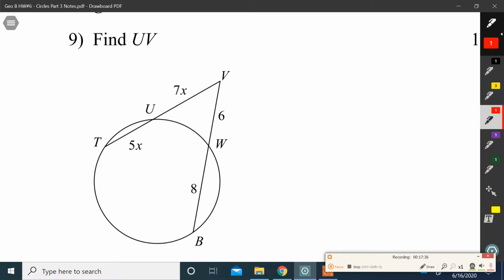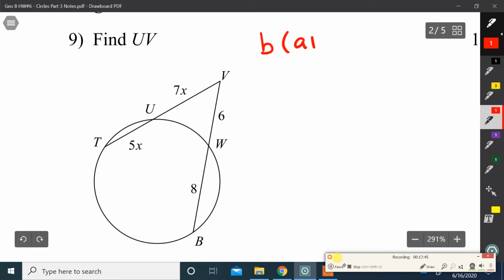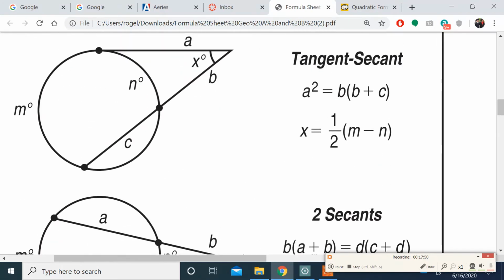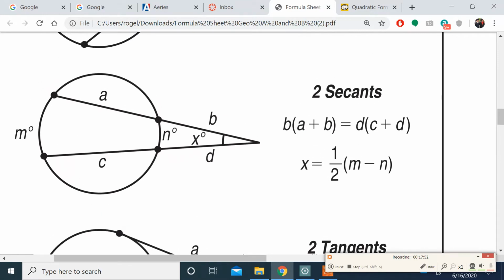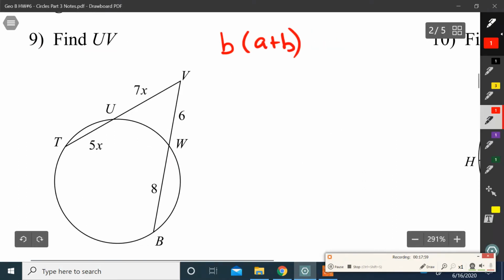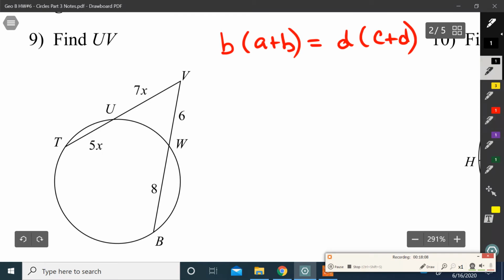Okay, so on this one here, let's go ahead and continue using that formula sheet that we have. So I'm gonna use this formula, the 2 secants one. This one is one of the most difficult ones. It's b times a plus b. If you're wondering where I'm getting this, it's the formula sheet, guys. This one here. That's what I'm using. I'm not using anything that I haven't given you. This is the formula sheet. And then we have d and c plus d. Okay, that is my formula.